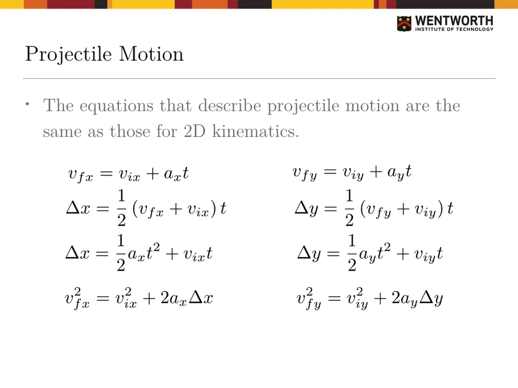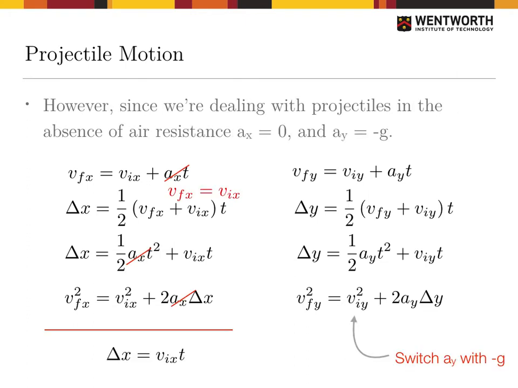Now, back to the equations that describe this motion. Previously, for motion in 2 dimensions, we had 8 kinematic equations, 4 for each dimension. Fortunately, for projectile motion, these simplify greatly. First, in the x direction, the acceleration is equal to 0, which amounts to saying that we have motion at constant velocity. The only equation that describes motion at constant velocity is distance equals rate times time, or in this case, delta x equals v initial x times time.